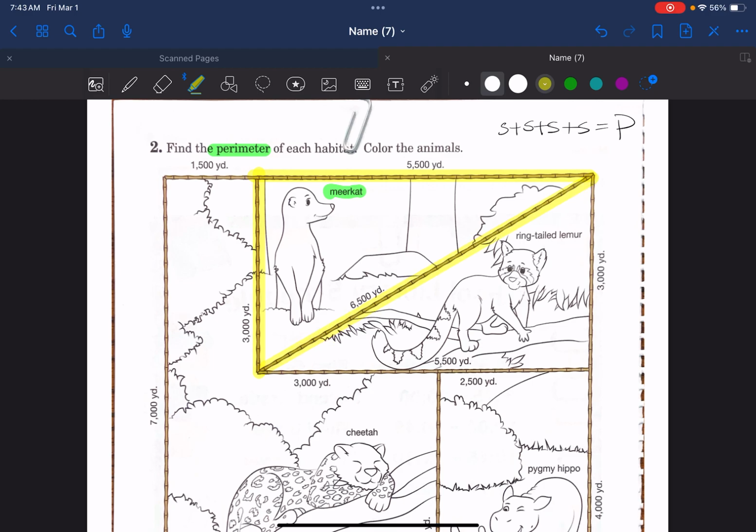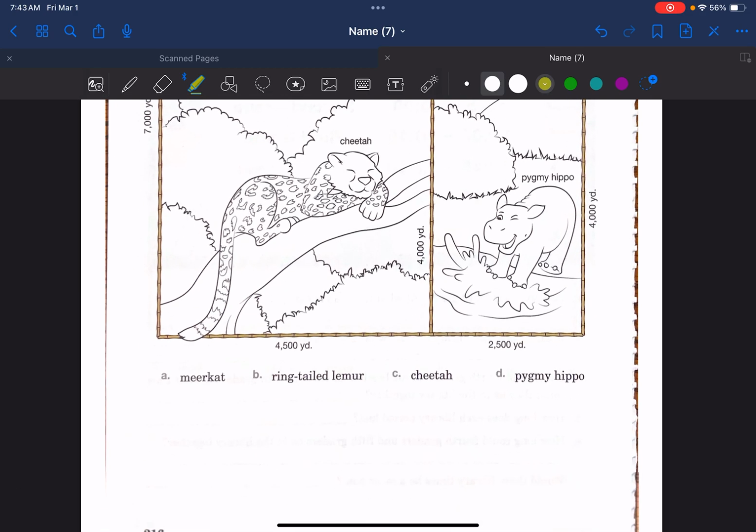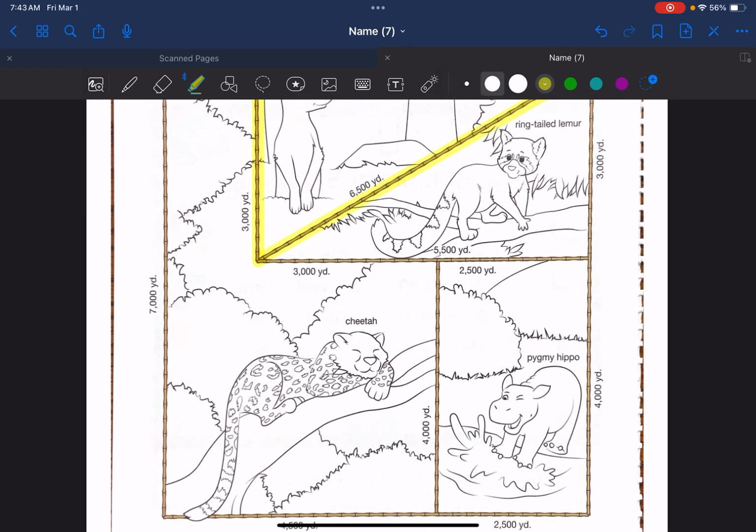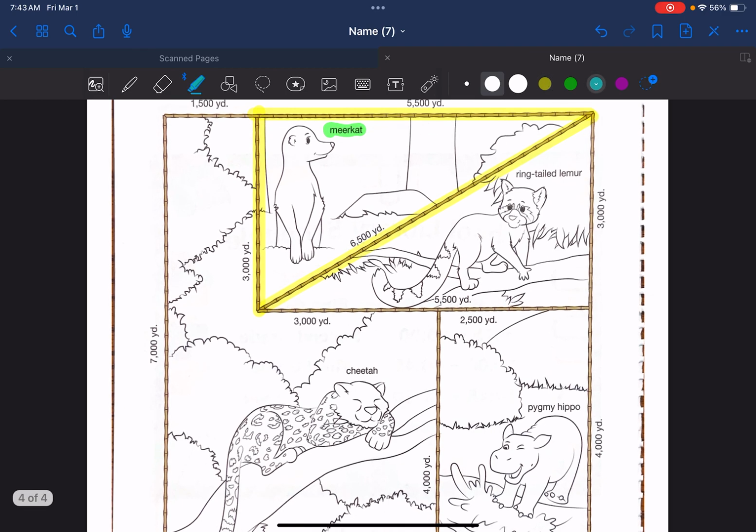Okay. Then the next one, ring-tailed lemur. So find my ring-tailed lemur. It's right here. All right, we already used one of the sides. And I have this side, and I have this side. Be careful on which number you use for this bottom, okay? Because this right here is for your pygmy hippo. This right here is for your cheetah. So which number would you use? Okay? So that's what the back side is. So please do that as well.